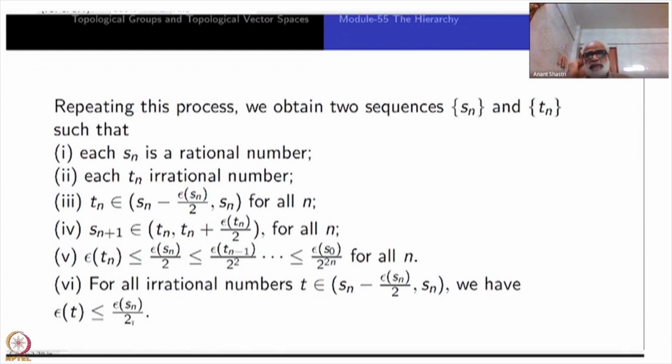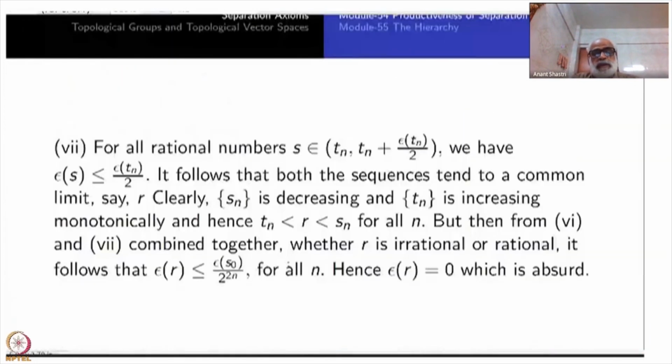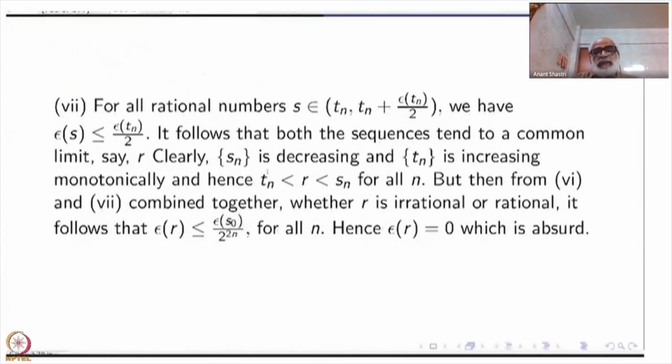The basic assumption is that U and V are disjoint. Therefore, you get this. All right, so that is all. Now you see that there is a contradiction here. For all rational numbers, for the same reason, S belonging to Tn plus epsilon Tn by 2, we should have epsilon S less than this number. So it follows that both the sequences tend to a common limit, say R. Clearly Sn is decreasing and Tn is increasing.